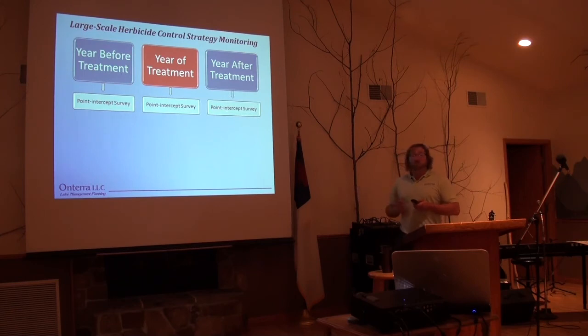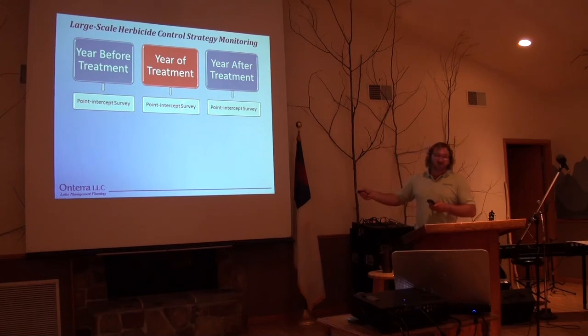All 3 years, a point intercept plant survey would be done. As John mentioned, the DNR did this one. That DNR program is now not in the budget anymore. So these point intercept surveys would be something that Ontario would be picking up, but it would be the same methodology. So we'd have a year before, a year of, and a year after.